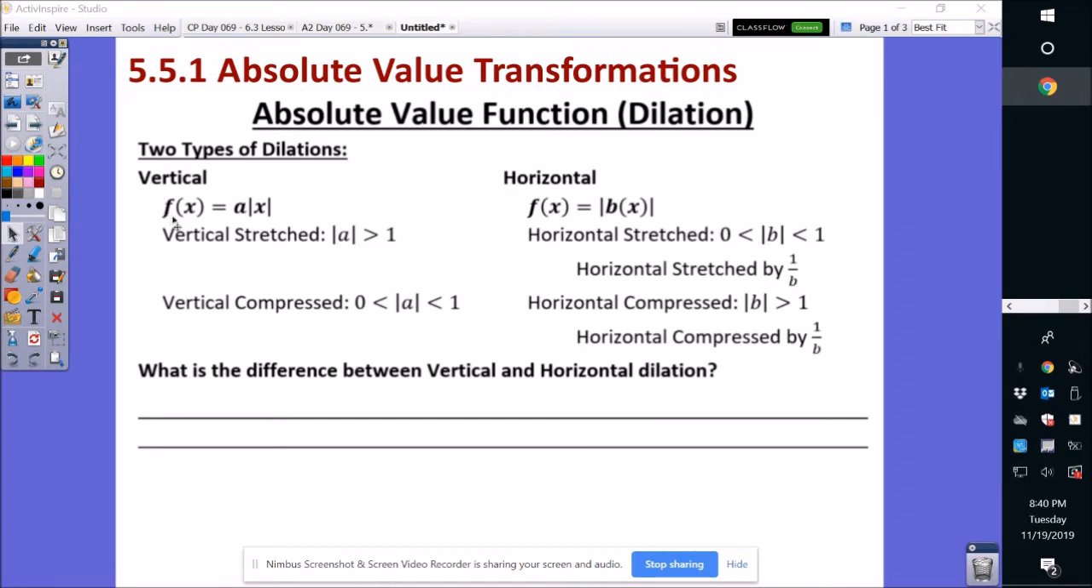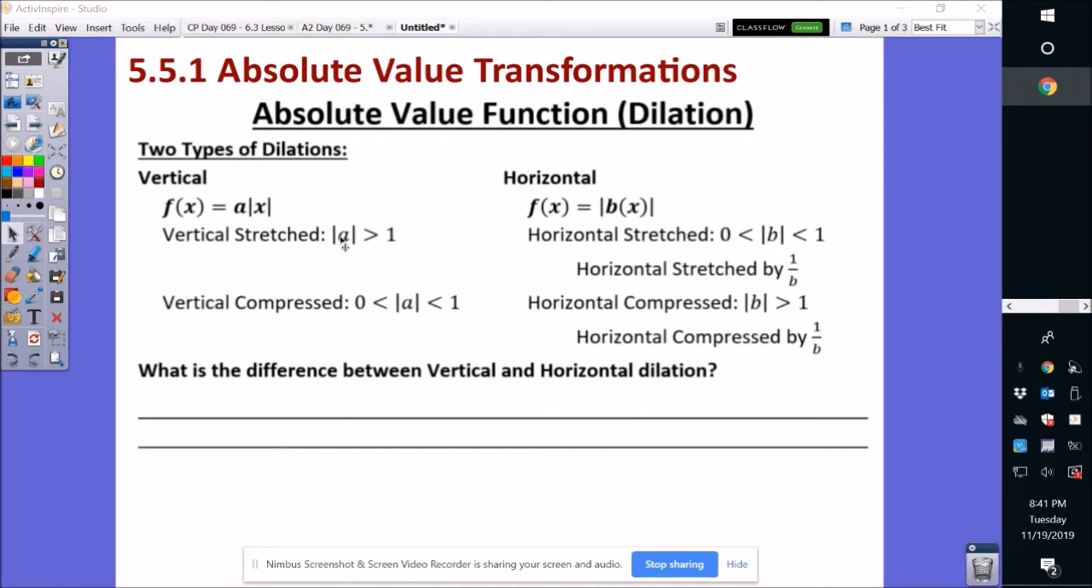Vertical dilation will have the form of f of x equal a times absolute value of x. So a is a number that's going to be outside of the function, or outside the absolute value lines. Now for vertical, there are two types: a vertical stretch and a vertical compress. To classify as a vertical stretch is when you have the absolute value of a, or purely the number value of a, that is greater than 1.